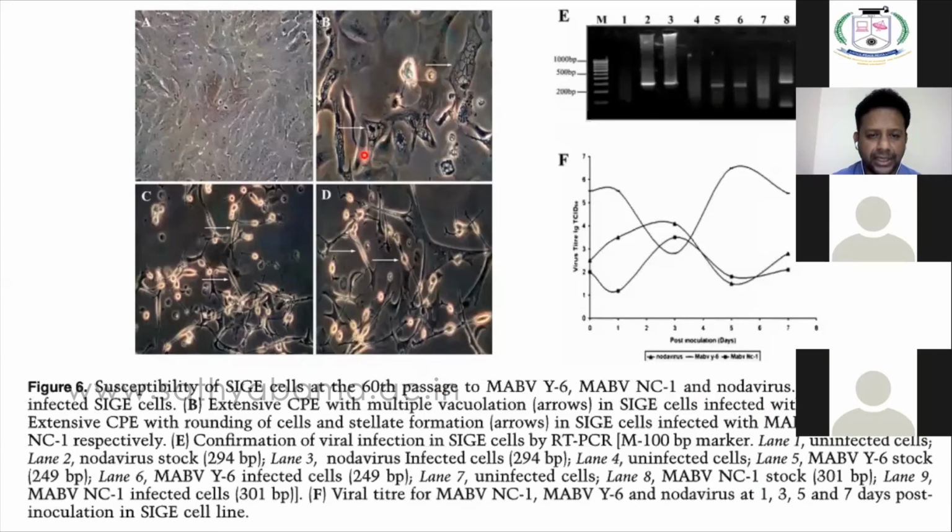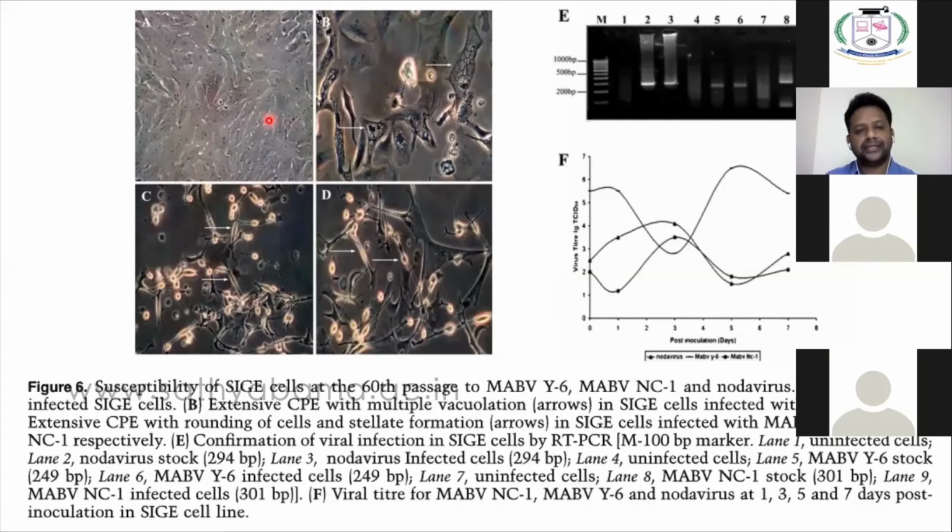So this is a nodovirus. We used to say this is the typical characterization of that nodovirus infection. You could see multiple vacuolations. These are all the lengthy things, the stellate formation. We used to say this is also the Marine Bio virus.